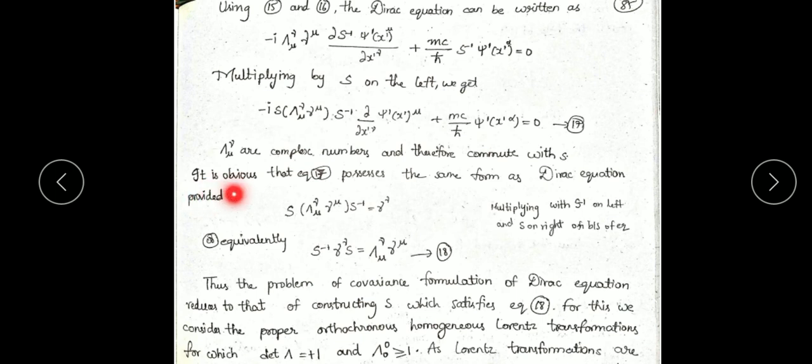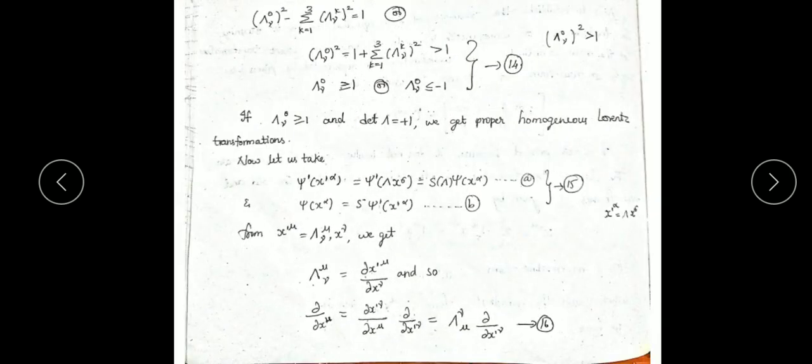It is obvious that equation 17 possesses the same form as Dirac's equation, provided we replace this with γ^ν. So this is the same form as Dirac's equation before the transformation, except that in the place of this we are replacing with γ^ν. Just as in the previous Dirac's equation which we have derived, minus iħ γ ∂/∂x ξ equals mc times ξ, based on the previous Lorentz transform.